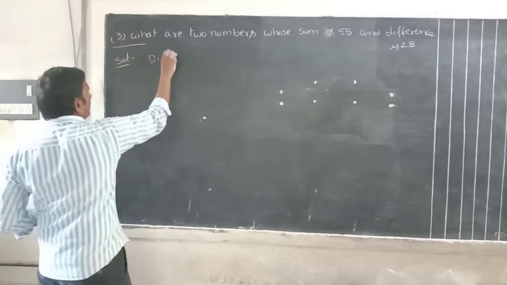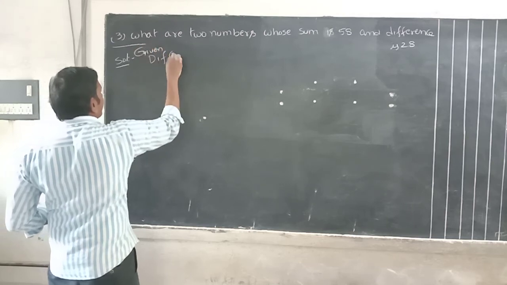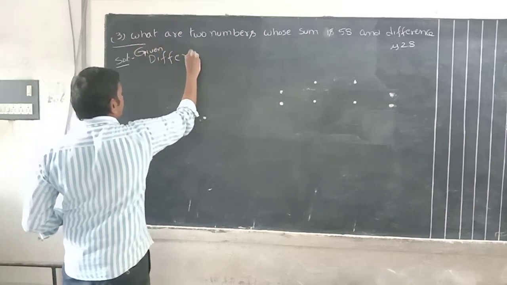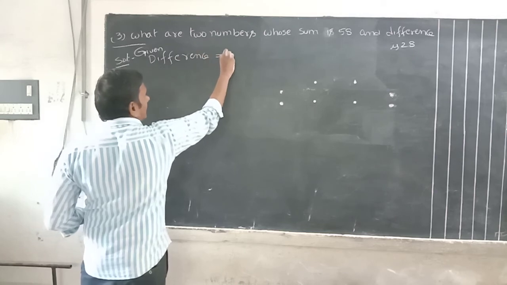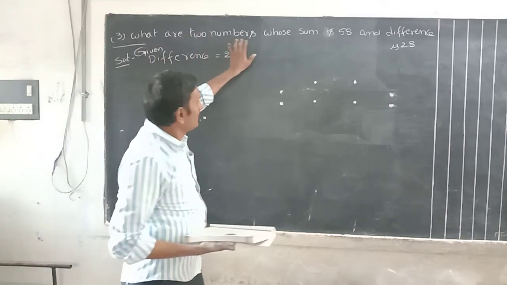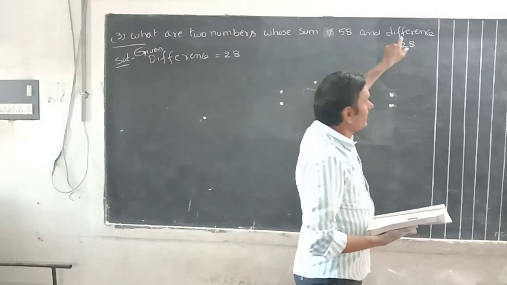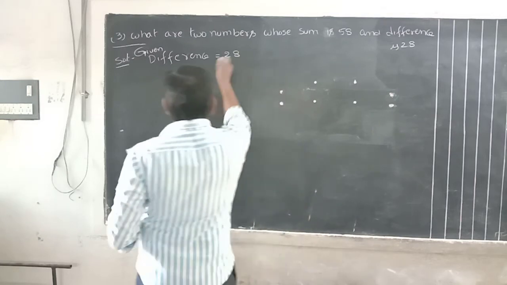What is the difference given? Difference equal to 28. What are the two numbers? We want to calculate two numbers whose sum is 58. The sum of two numbers is how much? 58. The difference is 28.